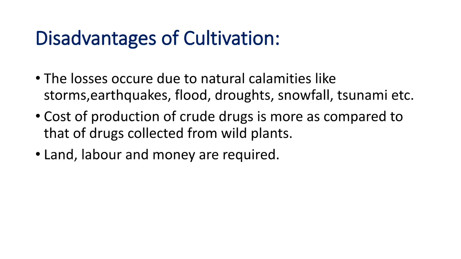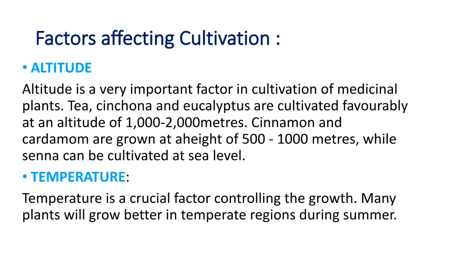Disadvantages of cultivation. Losses occur due to natural calamities like storms, earthquakes, flood, drought, snowfall, tsunami, etc. The cost of production of crude drug is more as compared to that of drug collected from wild plants. Land, labor and money are required.